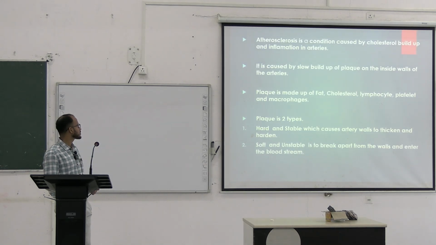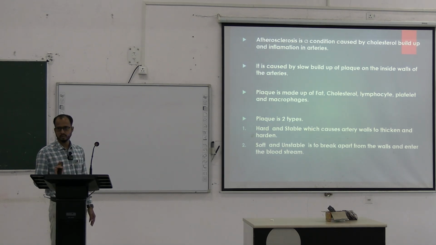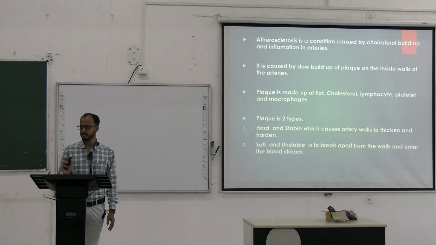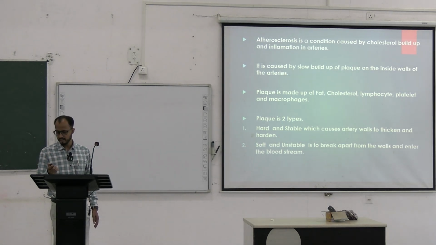So, what is atherosclerosis? Atherosclerosis is a condition that is caused by cholesterol buildup and inflammation of the arteries. It is caused by slow buildup of plaque on the inside of the arterial wall. Plaque is made up of fat, cholesterol, lymphocytes, and platelet and macrophage aggregates. Plaque is of two types, hard and soft plaque. Hard plaque causes the arterial wall to thicken, and soft plaque sometimes ruptures, which leads to arterial occlusion and ischemia or infarction of myocardial muscle.